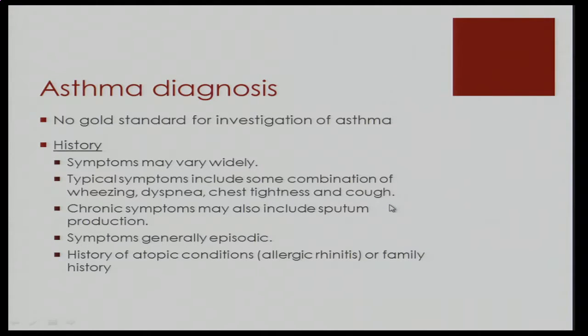So there's no gold standard for the diagnosis of asthma. It's based on history and supportive investigations. History of asthma symptoms, we know pretty typical things like shortness of breath, wheeze, chest tightness, cough. Often with chronic symptoms, you'll get some sputum production with it, and generally episodic symptoms.